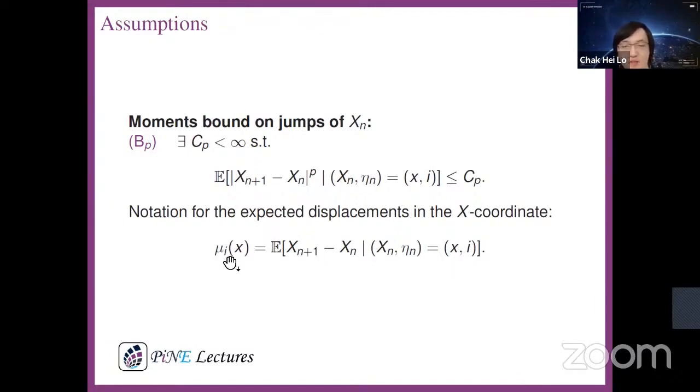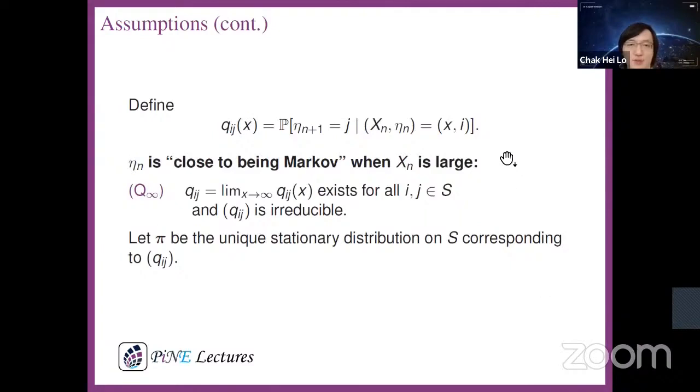There is an i here because this i stands for which line the process is on, and for each line it can have a different drift. This is a very important quantity that will classify whether the process is recurrent or transient. The next assumption is about the other direction, eta n. We define Q i j x to be the probability that it will jump to the jth line, starting from the point x on line i.